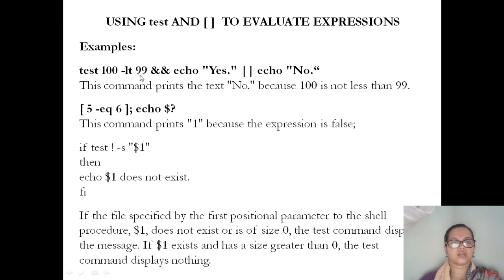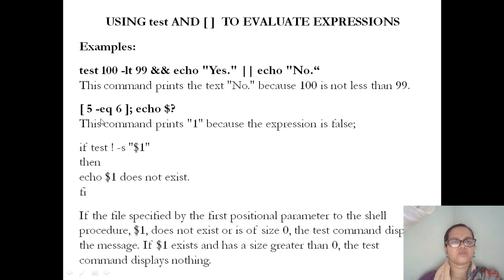we have a test condition, 100 is less than 99, and we are ANDing with that, and say echo yes or echo no. It is just like a single-line command: the same way the conditional operator is there in your C language, it will act the same. This command prints the text no, because 100 is not less than 99. It is not less than, right?